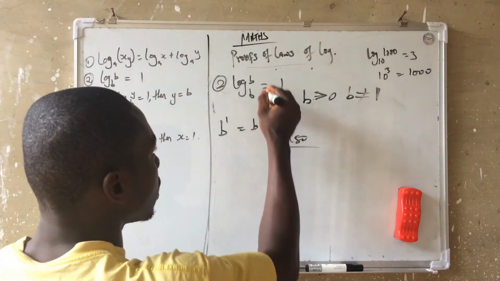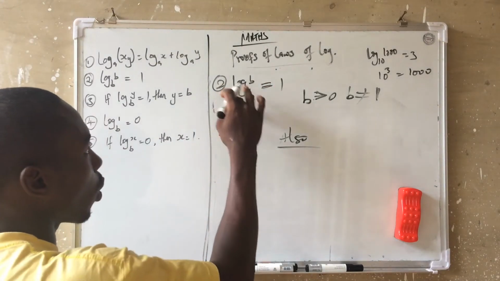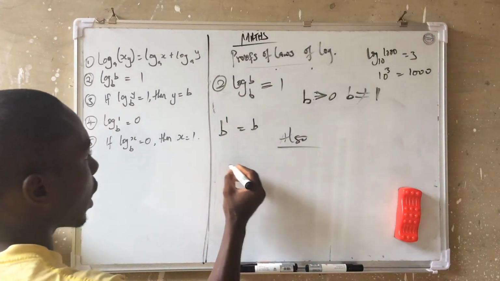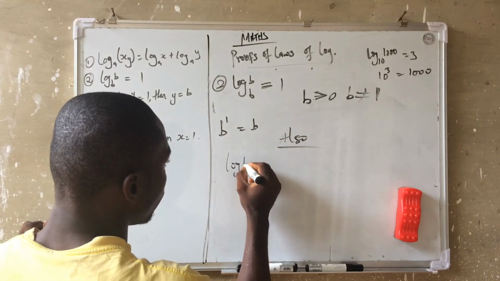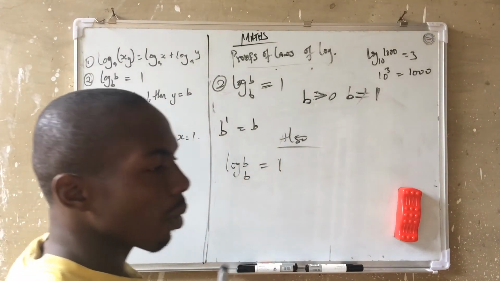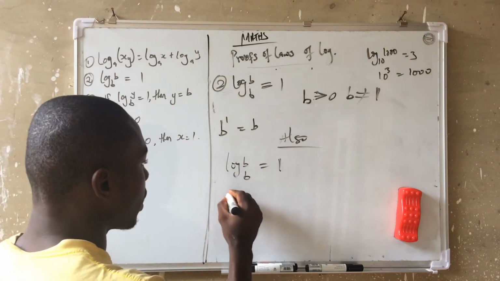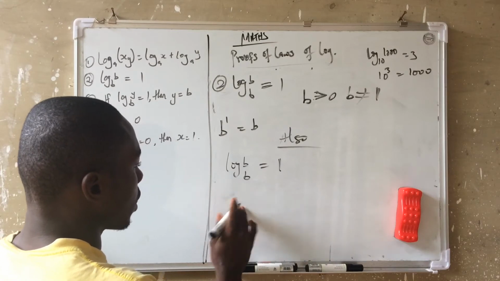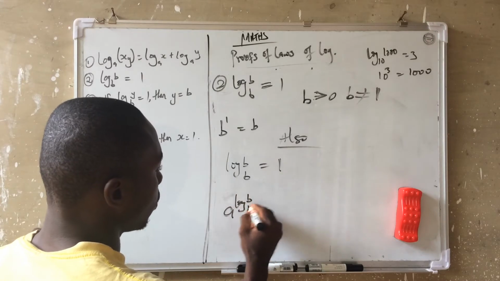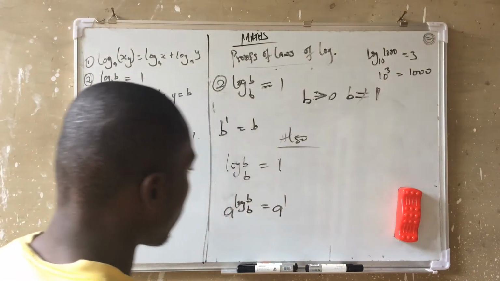In programming, this equality sign here is called what? Assignment. So log b base b has been assigned the number 1. Now I have log b base b is equal to what? 1. I want to put a common base. I want to take them to a common what? Base. Let me just say I use base a. I say base a to the power log b base b equals base a to the power 1. Anything you do to the left hand side, you do to the right hand side.